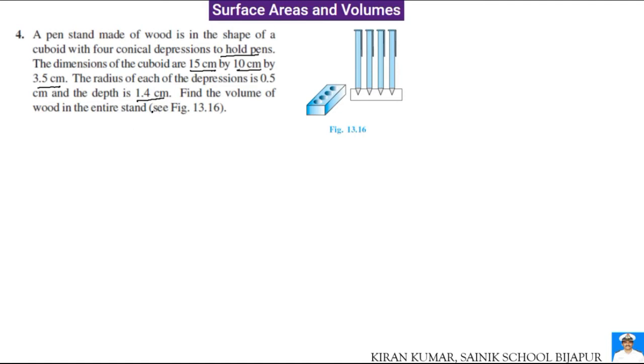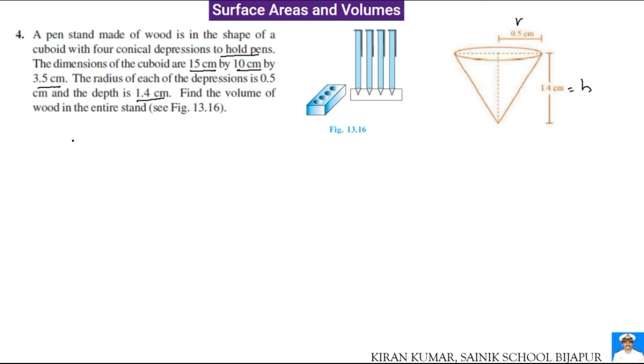The conical depression would look like this. For the conical depression, we have got the depth, which is equal to height, which is 1.4 centimeter, and the radius is 0.5 centimeter. So the volume of entire stand will be volume of the cuboid minus, there are 4 conical depressions, so 4 times the volume of depression.